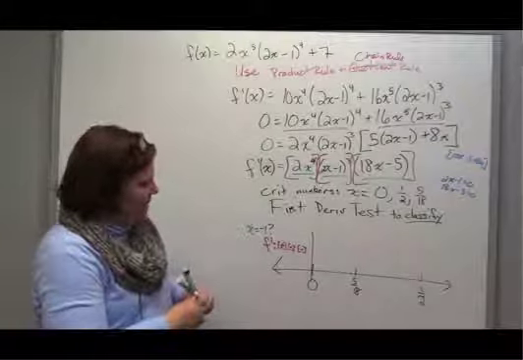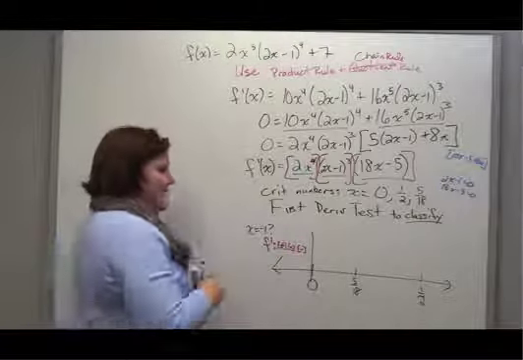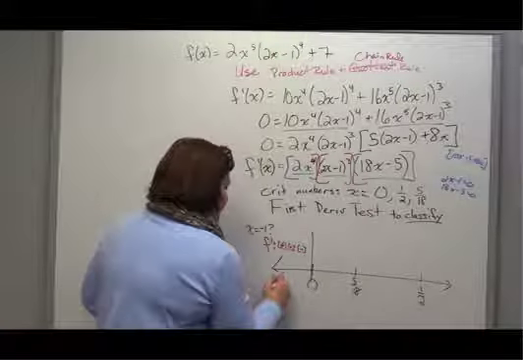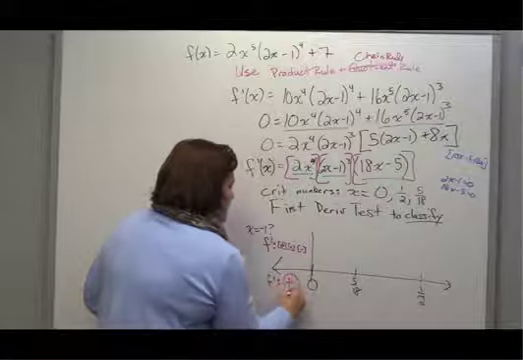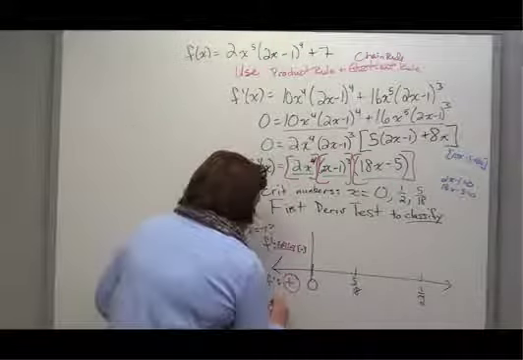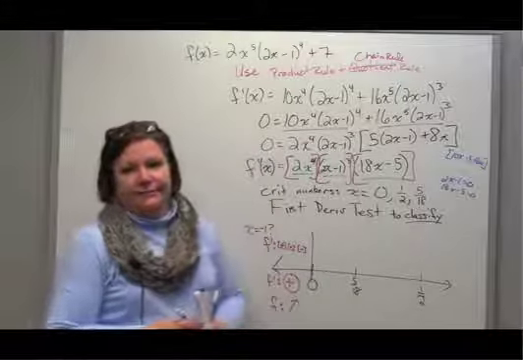So I have a positive times a negative times a negative. That makes the overall f prime positive. Now, what does that do to the graph of f? That means f is increasing.